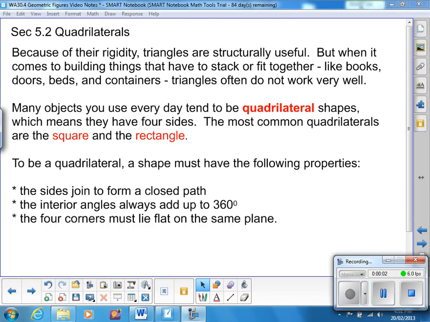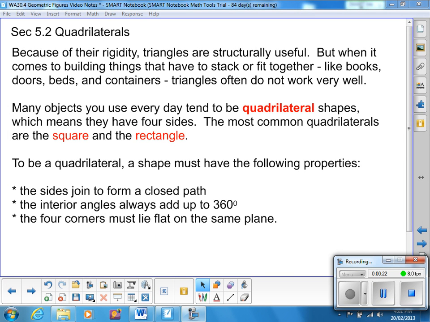Today's lesson is on quadrilaterals. Because of their rigidity, triangles are structurally useful. But when it comes to building things that have to stack or fit together, like books, doors, beds, and containers, triangles often don't work very well. Many objects you use every day tend to be quadrilateral shapes, which means they have four sides.